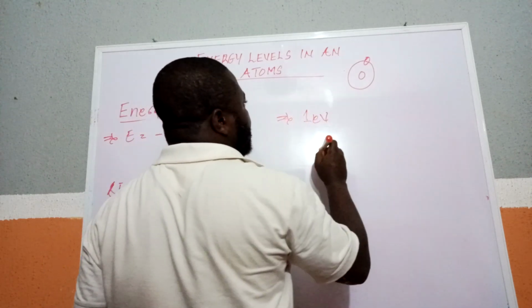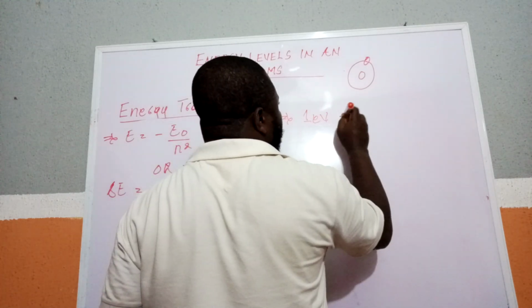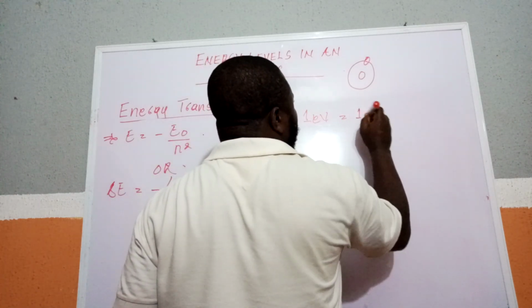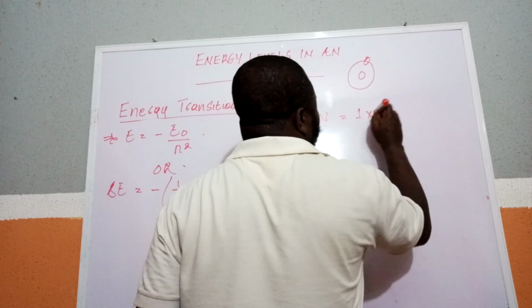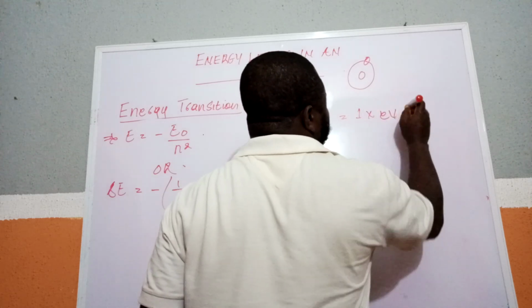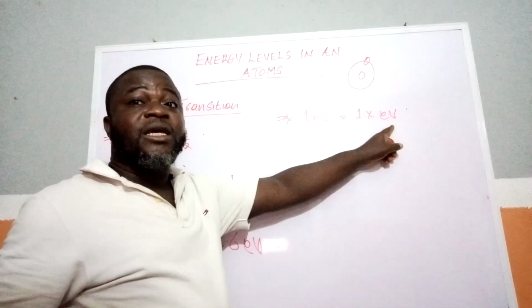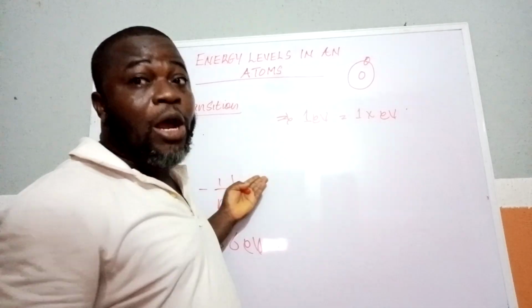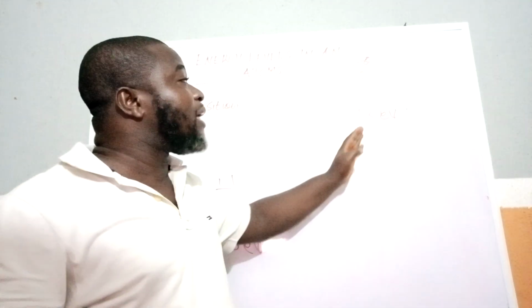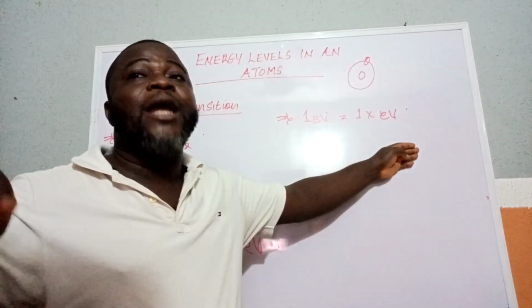electron volt to joule. This is still the same thing as 1 multiplied by what? Electron volts. Because electron volt is just a unit that the Planck constant used to calculate its energy. But you can take electron volt to joule. That means you're going to multiply by 1.6 times 10 raised to the power minus 19.